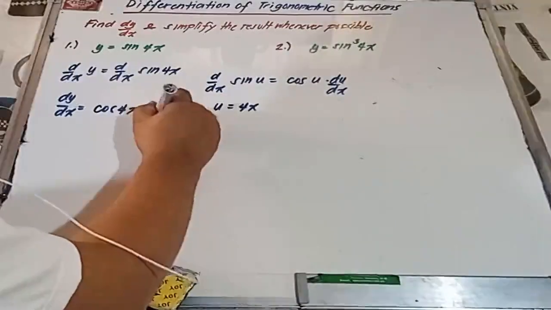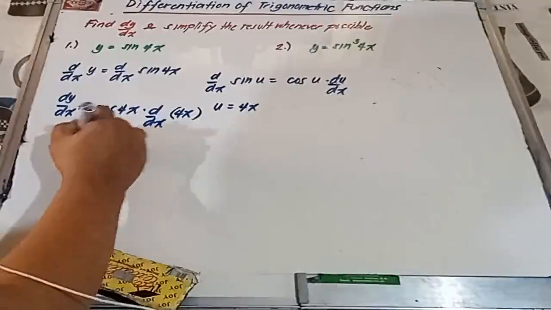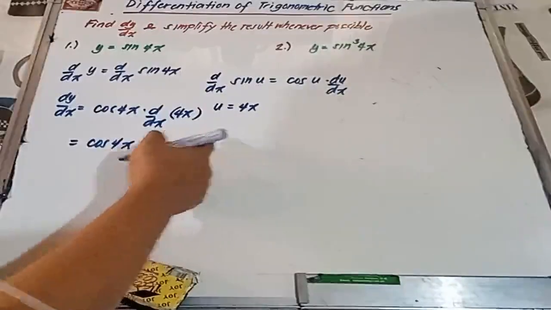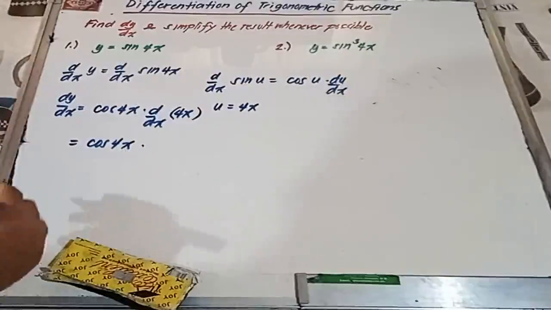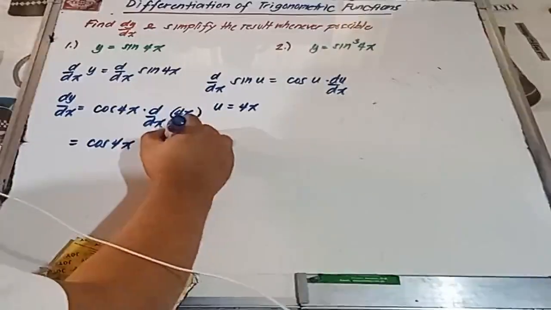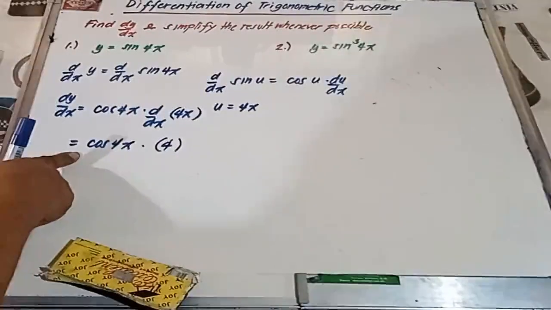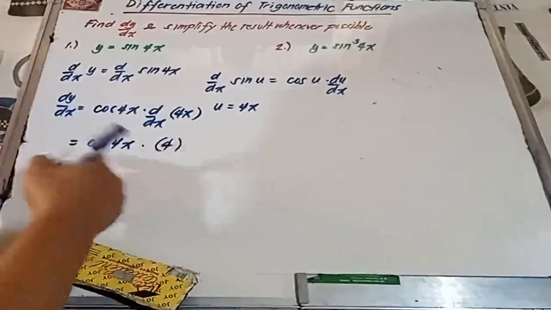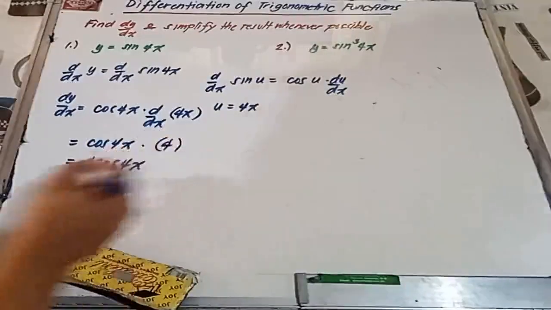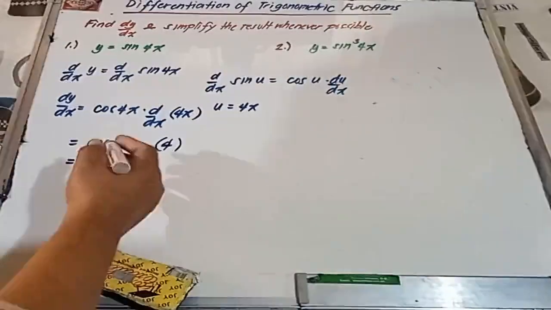So, ang u natin ay 4x. Yan. So, we have cosine 4x. And the derivative of 4x, gamit yung ating rule of differentiation sa algebraic functions, derivative of 4x is 4. 4 will be multiplied as doon sa coefficient ni cosine, hindi doon sa angle of cosine. So, therefore, sagot natin is 4 cosine 4x. Okay? So, that is our answer doon sa ating example number 1.